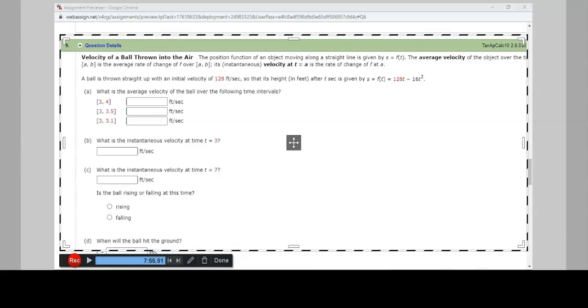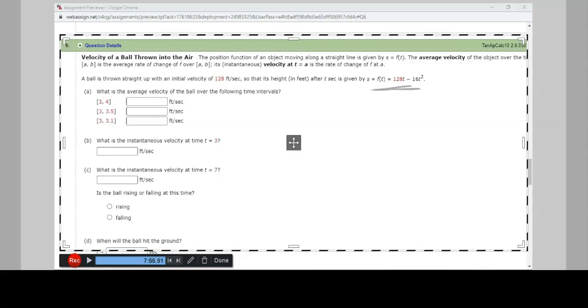So it says my position function, which is where I start, of an object moving along a straight line is given by s equals f of t. The average velocity, so remember average means algebra, is the average rate of change. Instantaneous velocity is my instantaneous rate of change, which means I'll have to do the limit process. Okay, so I'm given a position function. I am given this, so that's what I need to work with.